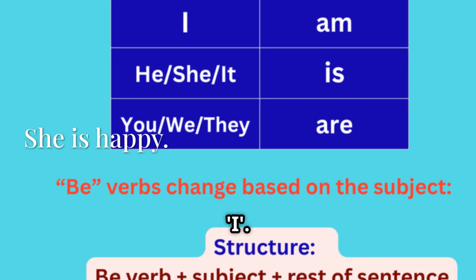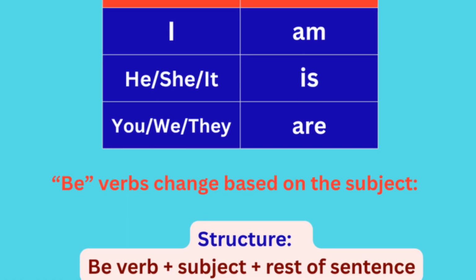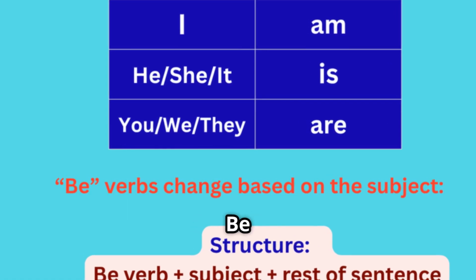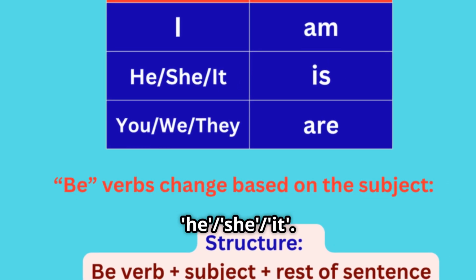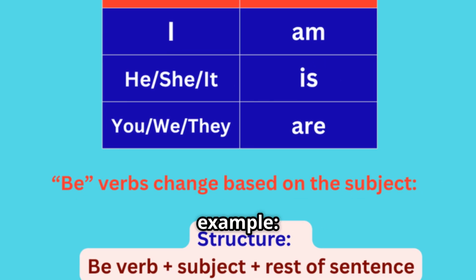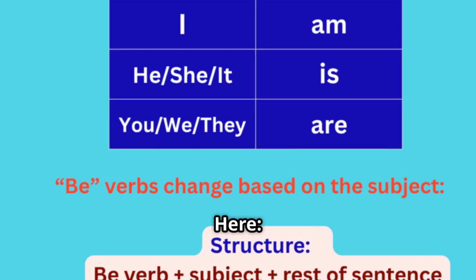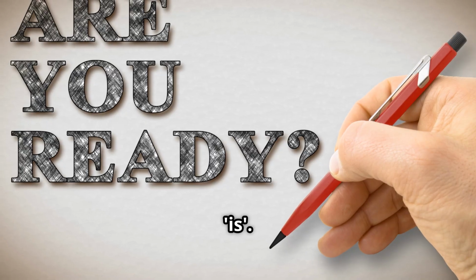Use am for I. For example, I am ready. Here, I is the subject and be verb is am. Use is for he, she, it. For example, she is happy. Here, she is the subject and be verb is.